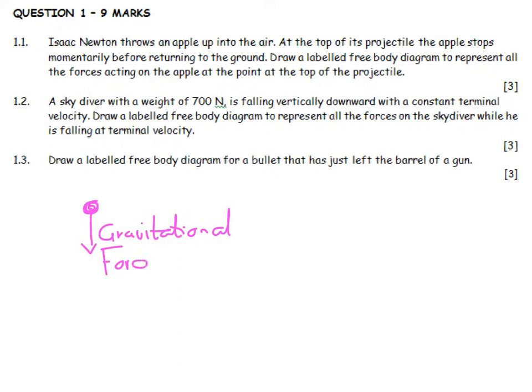And then many of you put in air friction. This apple isn't moving. If it isn't moving, it's got no air friction at that particular point. So you lose marks for any extra forces you put in.